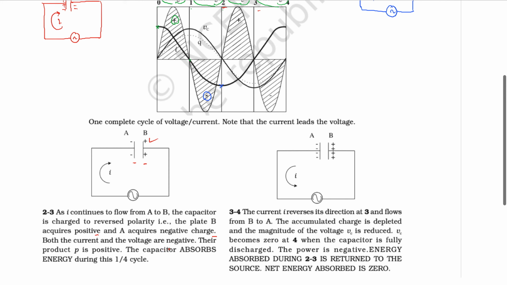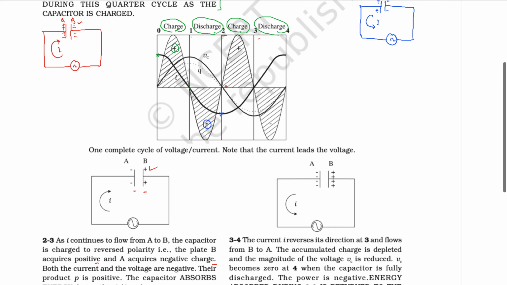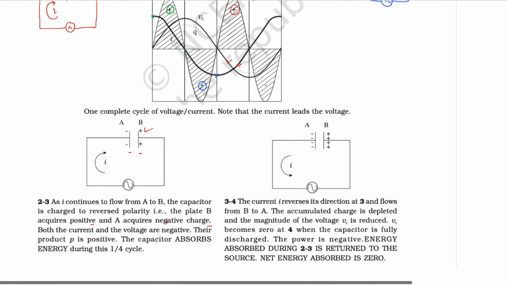So both the current and voltage are negative in this case. Now see here, the voltage is negative and current is also negative. So negative times negative is positive. So power is positive in this case. And if power is positive, what will happen then? The capacitor absorbs the energy during the third quarter, right?